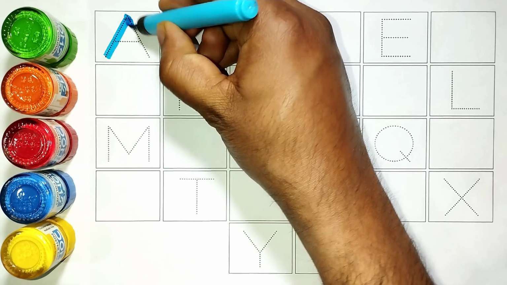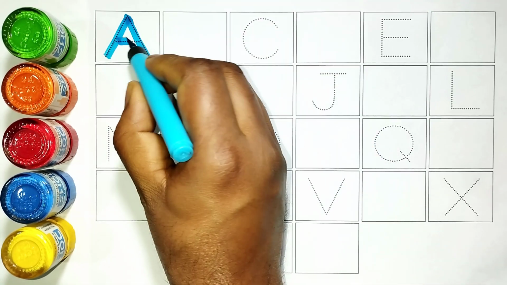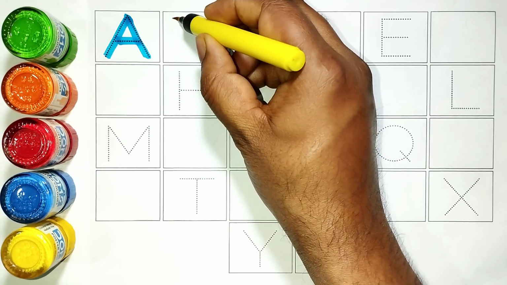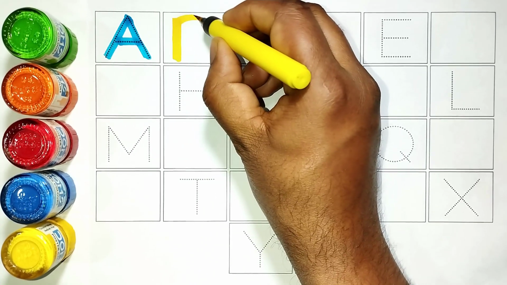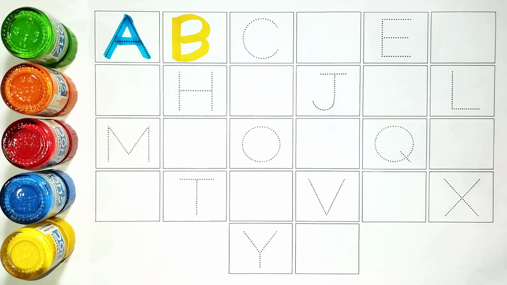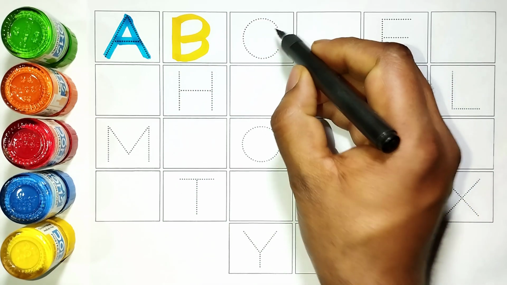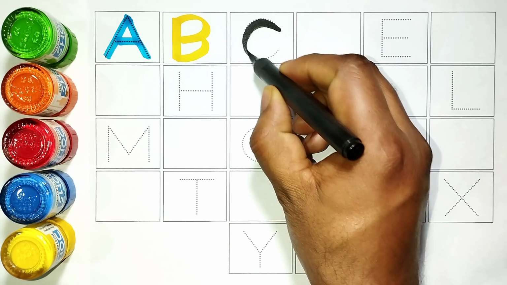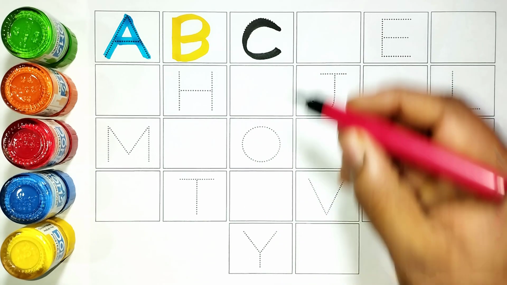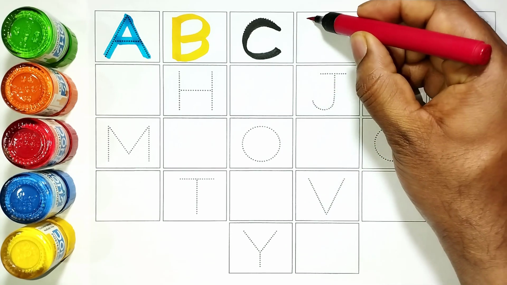A for apple, yellow color. B for banana, black color. C for cat, red color.